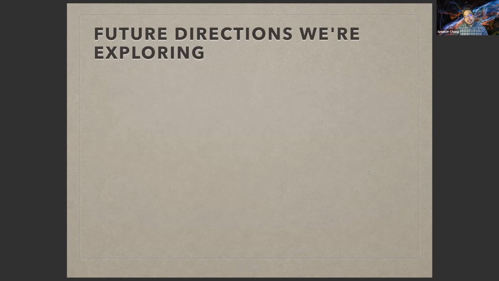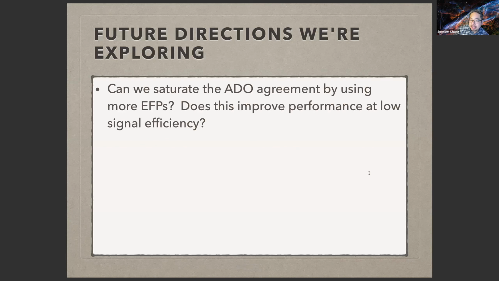Okay, so there's a lot of directions that we're trying to explore in this. First question is, we never got great agreement on the ADO. And we want to understand, is that something about the set of energy flow polynomials we use? So we didn't quite use as many types as the FAUCET analysis. So maybe that's the problem. And if we can get a better agreement, will this improve the performance at low signal efficiency? Will that allow us to rectify the problems with our more simple interpretable anomaly detectors?